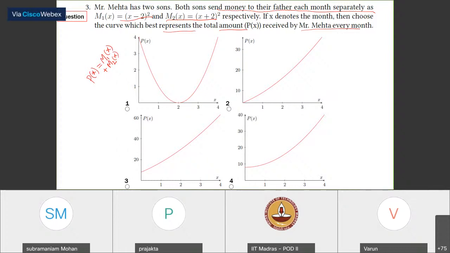So let us take some time. Say now it is 2:30. So around 2:35, we will discuss the solution to the question. Prajakta is telling something. So you guys solve it.